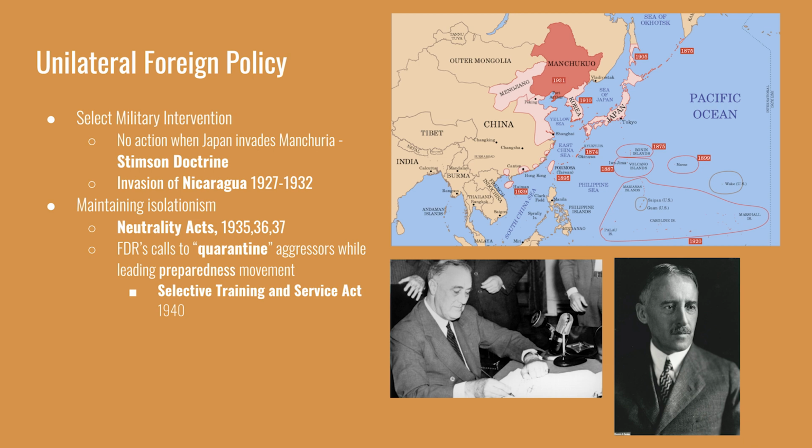FDR gave a speech that is referred to as the Quarantine Speech. He wanted to isolate all aggressors, and that all other democracies in the world needed to exclude and ostracize them for being aggressive towards other countries.